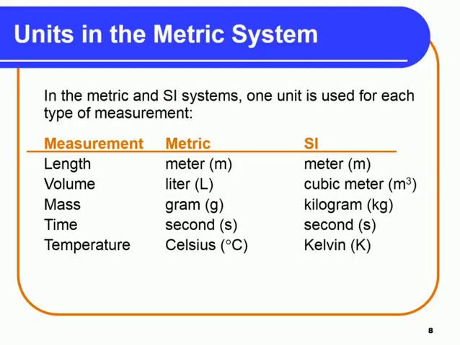The SI system is a little bit different. We still have meters for length, but for volume we have cubic meters. For mass we have kilograms instead of grams. We still have seconds for time, but for temperature we have the Kelvin scale.